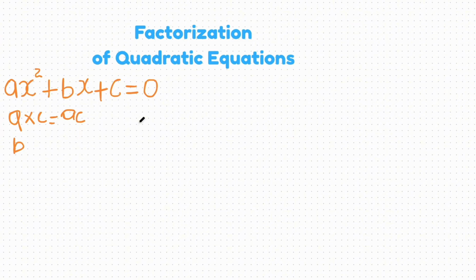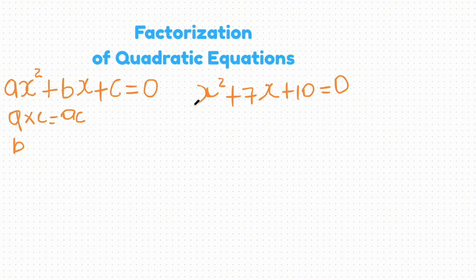Let's look at this example. Say you were given this equation: x squared plus 7x plus 10 equals 0, and you were told to solve the quadratic equation.